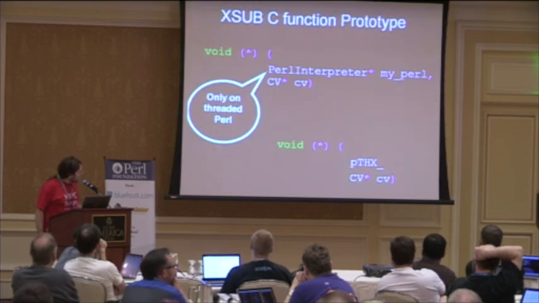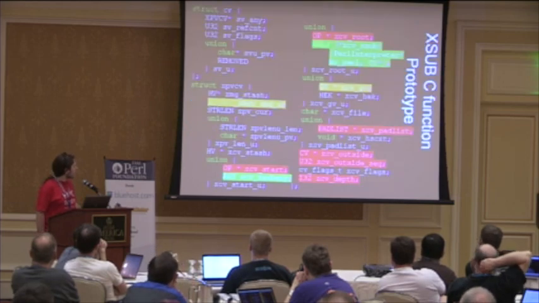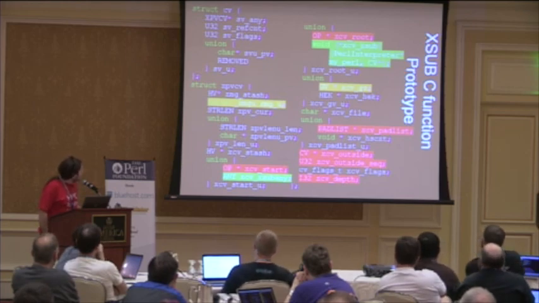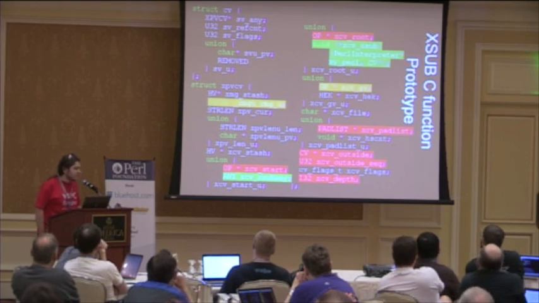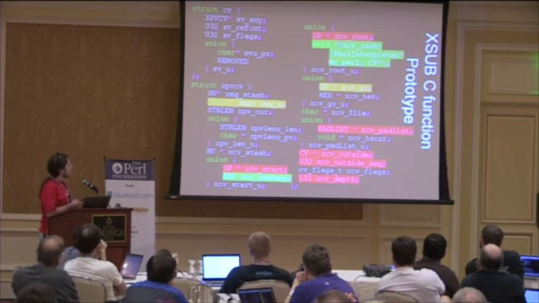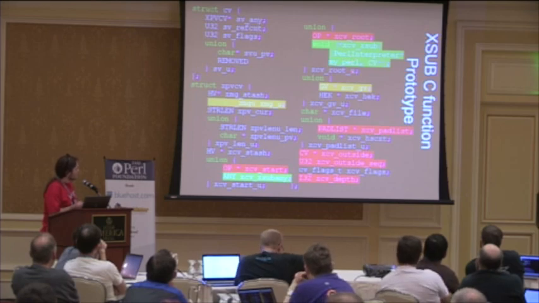But the other parameter is a CV pointer, which is basically a pointer to a subroutine in the Perl C side of things. The CV has, this is pretty much the layout of the CV. The green things are the most interesting things to an XS programmer. The red stuff is only used for pure Perl code, and sometimes as an XS programmer, the yellow stuff will be useful. Up here, we have the C function pointer that you're going to be calling. You write the C function that goes up in here.